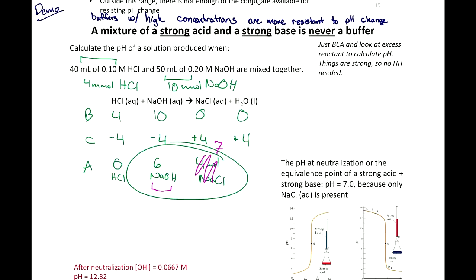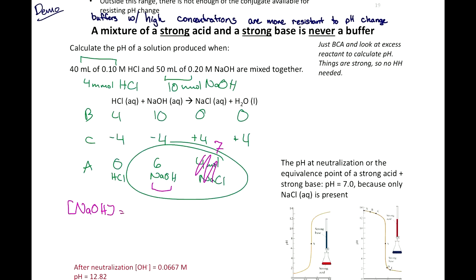Do we remember how to calculate the pH of just sodium hydroxide? Negative log, but it's negative log of what? 6? No, we have to figure out what the concentration of this sodium hydroxide is. Then we negative log it because it's just a strong base. We don't even have to do an ice table here because all that's in our beaker afterwards is a strong base and a salt that we can ignore.